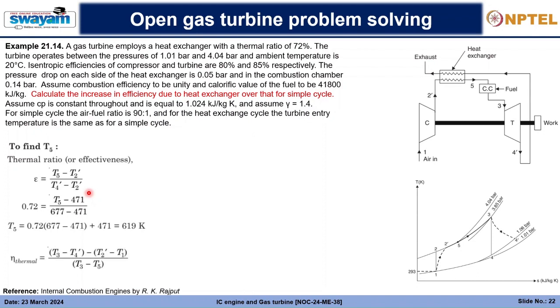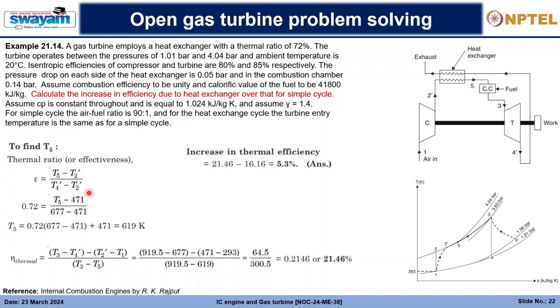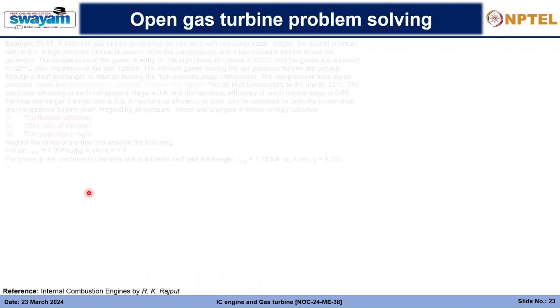So finally, considering this heat exchanger and this regenerative heat cycle, also accounting for the pressure losses, we'll find the thermal efficiency to be 21.46%, which is higher than the simple cycle by 5.3%. So by installing the heat exchanger, although we're accounting for additional pressure losses, the final output and the efficiency are increased by 5.3%. So that's a viable method.